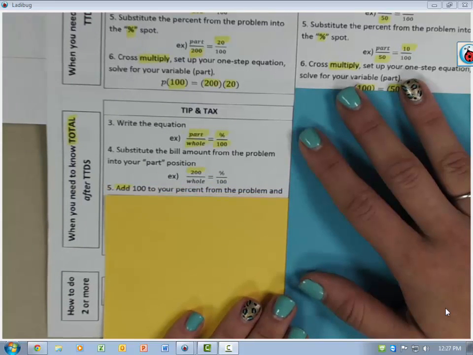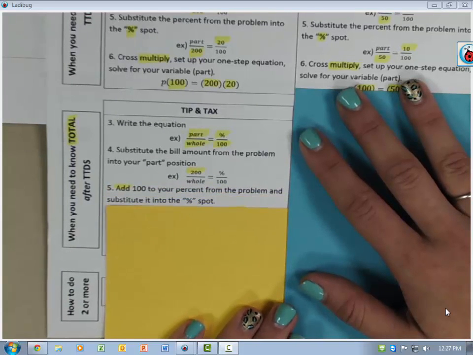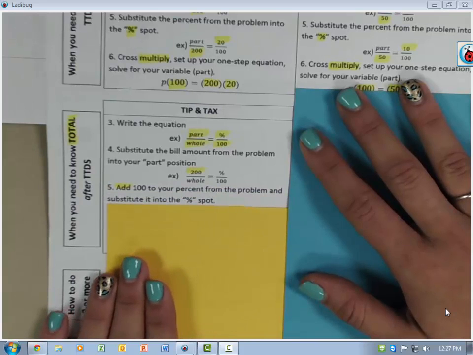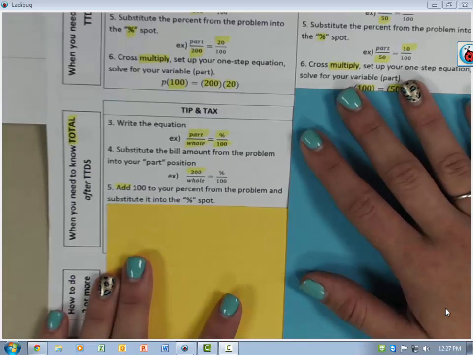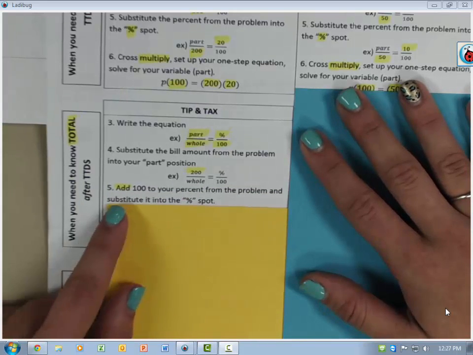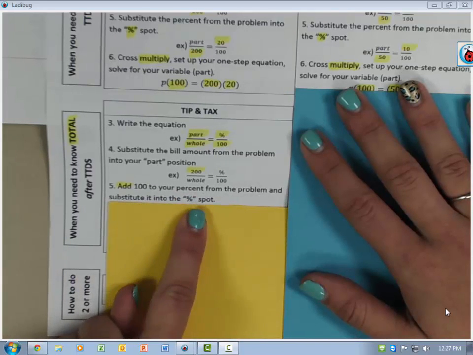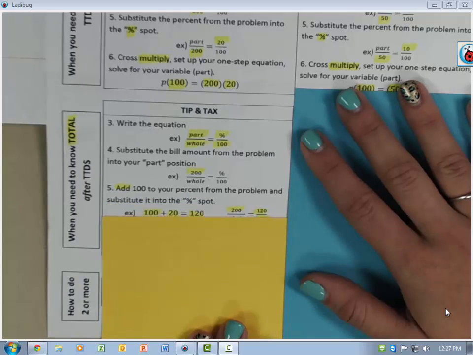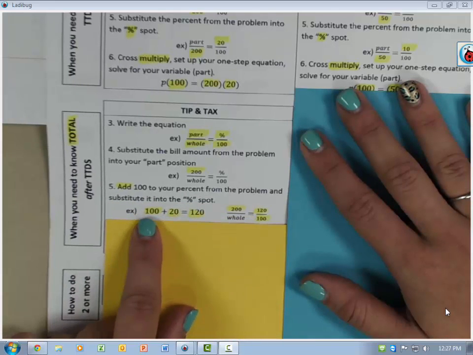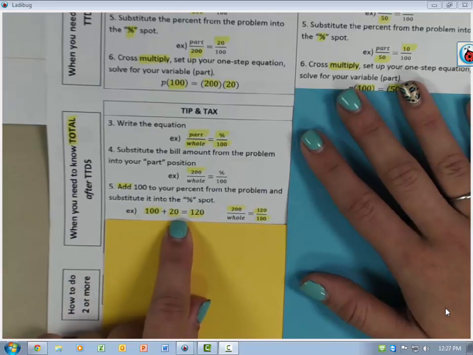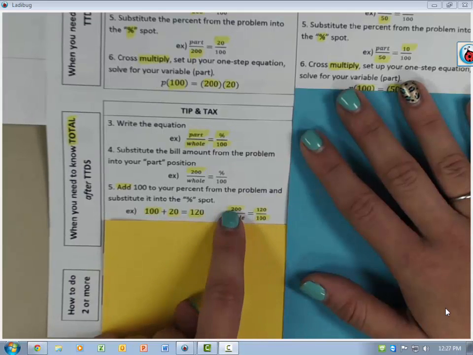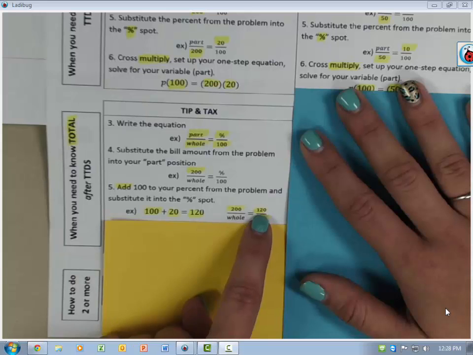Alright? Now, this is a little bit tricky, and this is why I gave you this example, okay? You need to follow these steps. If you follow these steps exactly, you'll be fine. You need to add 100 to your percent from the problem and substitute it into your percent spot. So what I mean by that is add 100 to 20%, because remember at the top we're doing a 20% tip, and then you put it in your percent. So you have 200 over whole is equal to 120 over 100.